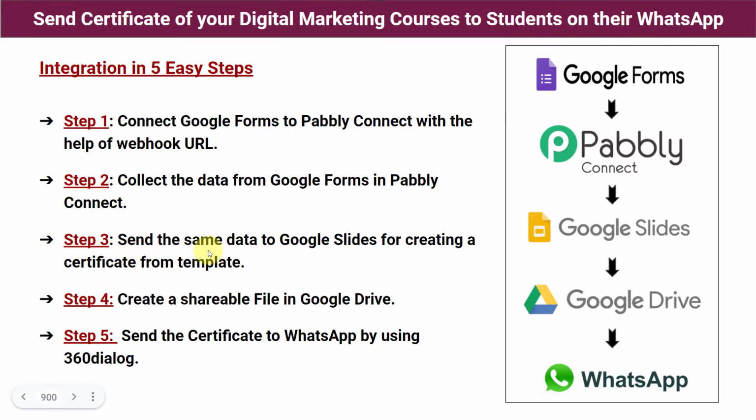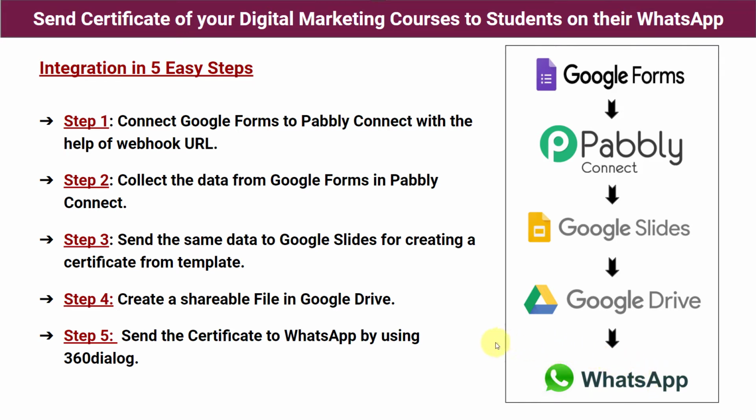Step 3, send the same data to Google Slides for creating a certificate from template. So the data of our students from Google Forms which we have collected here in Pabbly Connect, we are going to deliver here in Google Slides to create a certificate from a template. Then create a shareable file in Google Drive. So then we will create the shareable link of the certificate from Google Drive. After that, step 5 is send the certificate to WhatsApp by using 360 dialog. So at the last, we are going to send the certificate from Google Drive to WhatsApp.